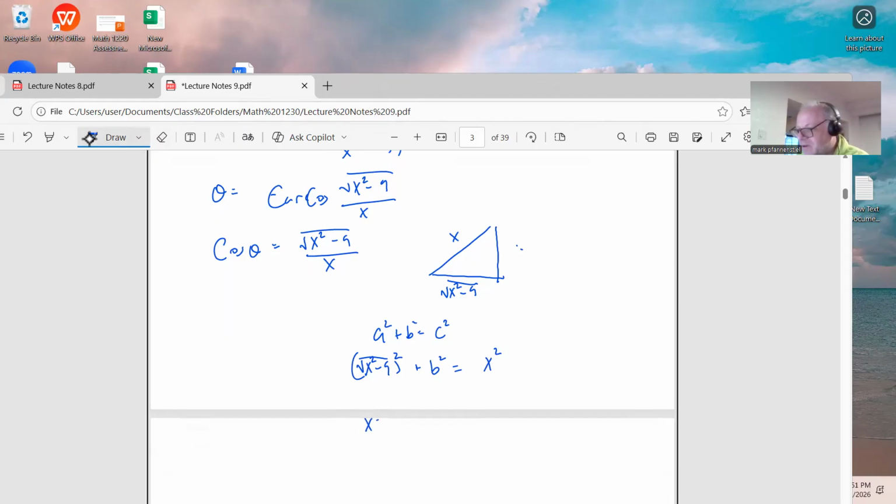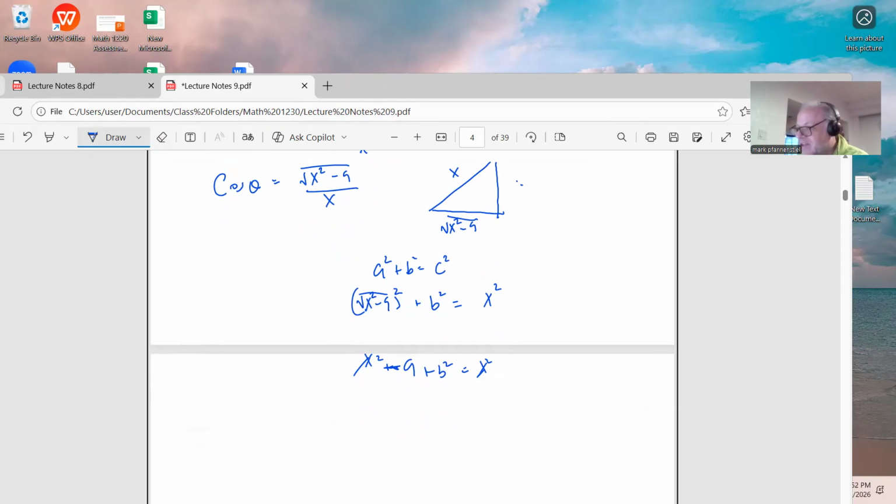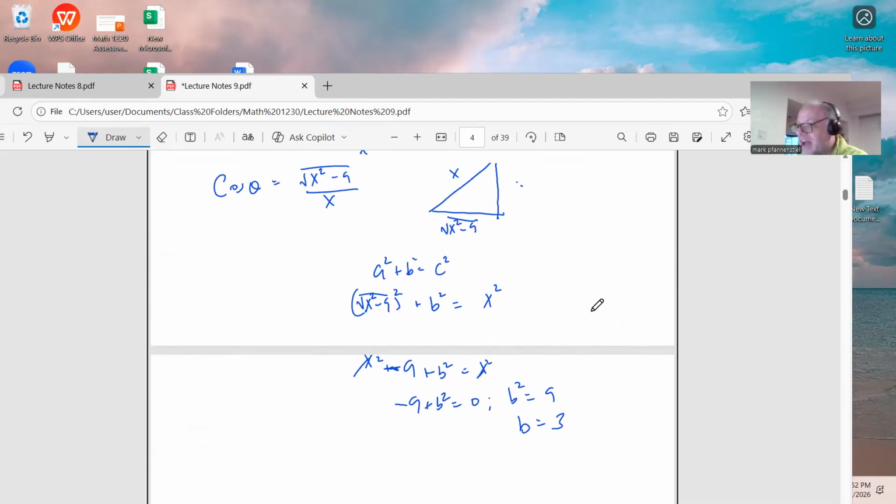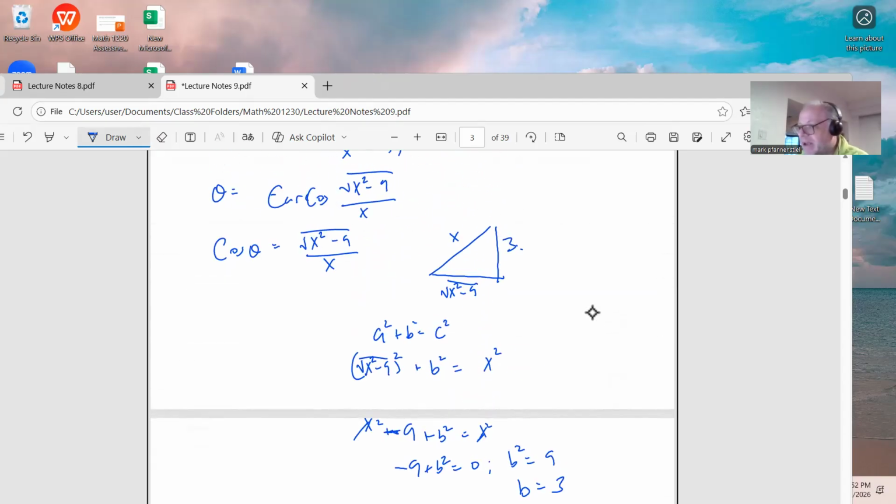So we have x squared minus 9 plus b squared equals x squared. We cancel out the x squareds because we subtract an x squared from both sides, and we'll have minus 9 plus b squared equals 0. B squared equals 9. And again, just like last time, we take the principal square root. B equals 3. So on the opposite side in my triangle, we have 3.